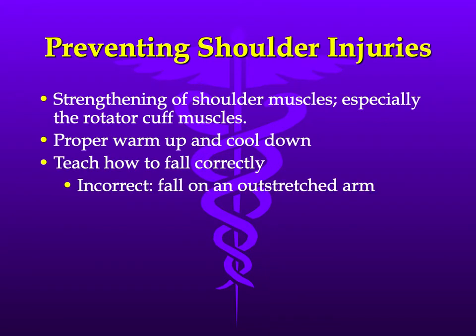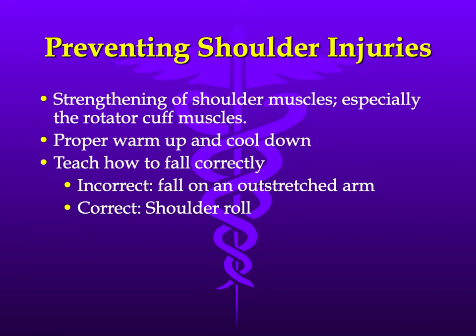Our natural inclination is to fall on an outstretched arm. That's the incorrect way to fall, because, as we'll see in all our upper body injuries, that's how most of the upper body injuries happen, is you fall on an outstretched arm. The correct way to fall is the shoulder roll. The volleyball athletes have this down the best. You got to bring your arm in and roll on your shoulder. You have to teach yourself how to do this.